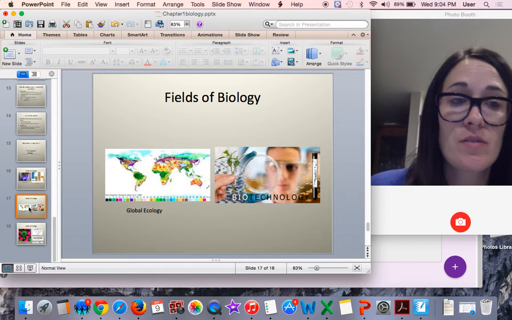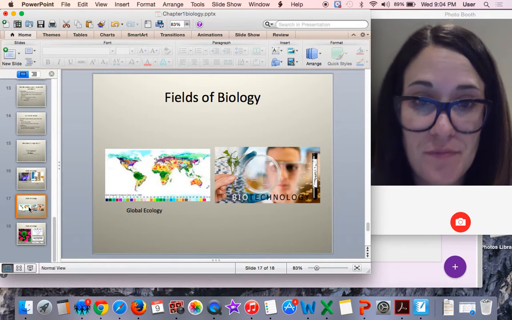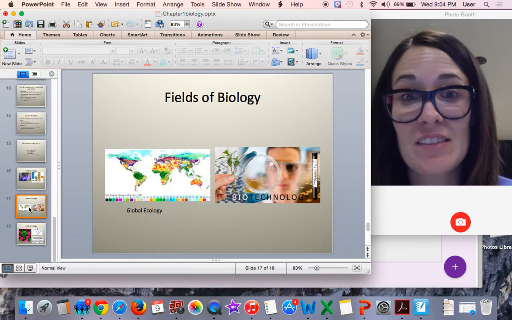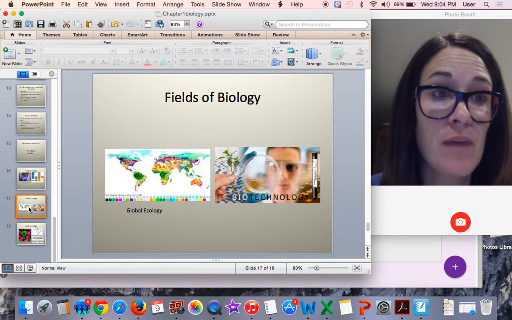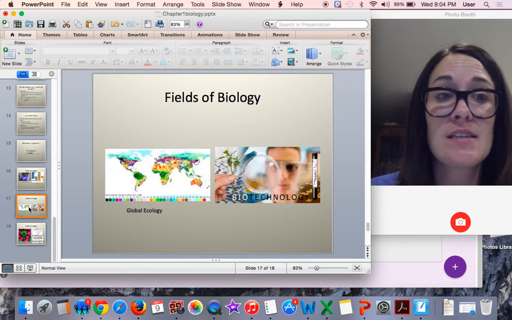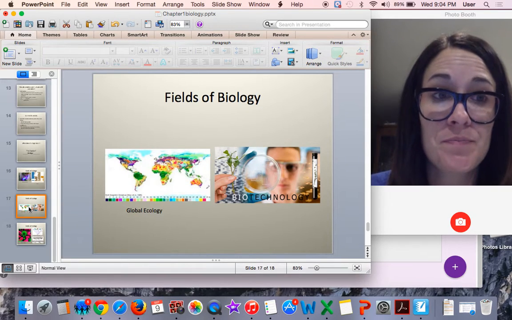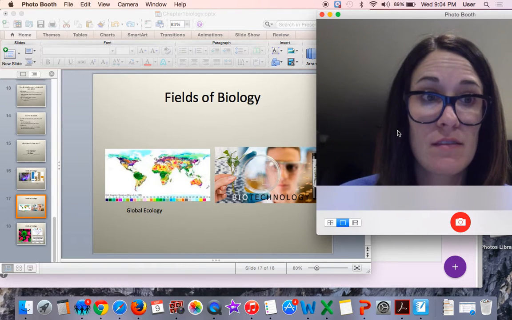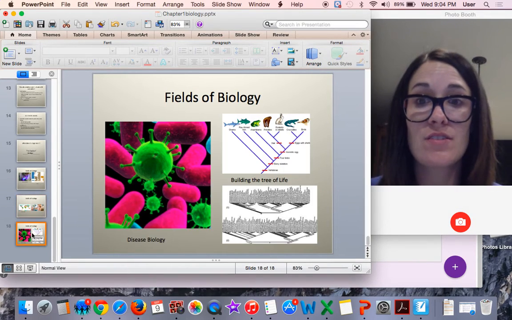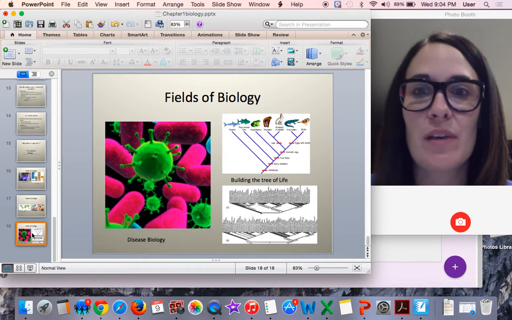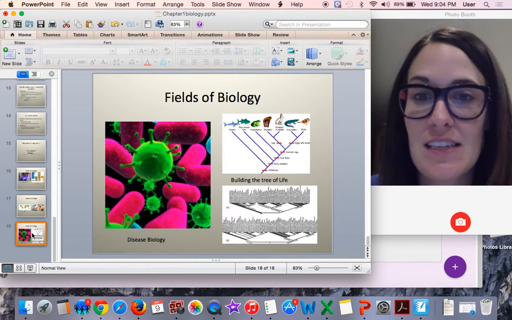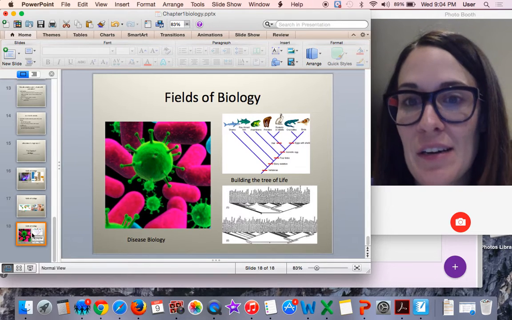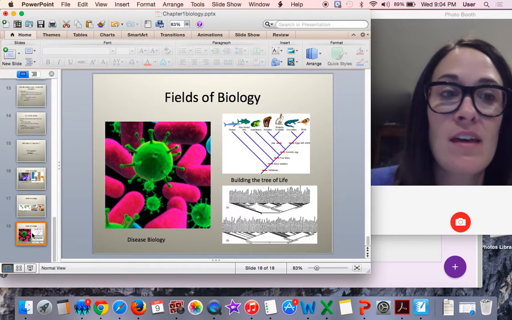Biotechnology is related to molecular biology, finding different vaccines, different ways to treat different bacterial diseases like strep throat, for example. And then there's also disease biology, which would be awesome. I love diseases. Not that people get them, but I love learning about them, and how they work, how you get them, how you get rid of them.